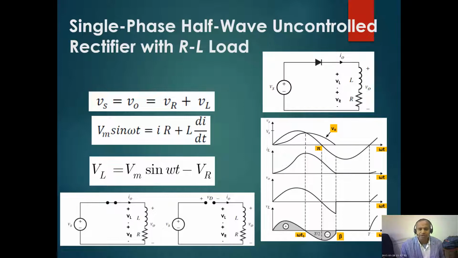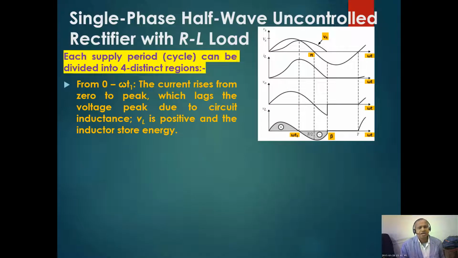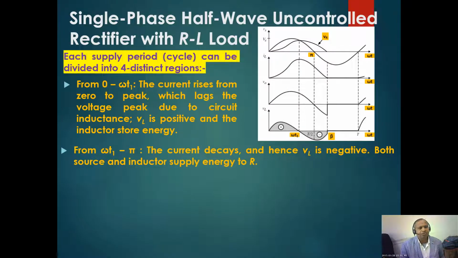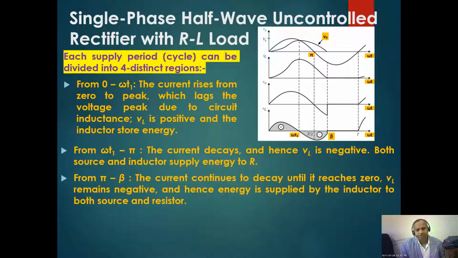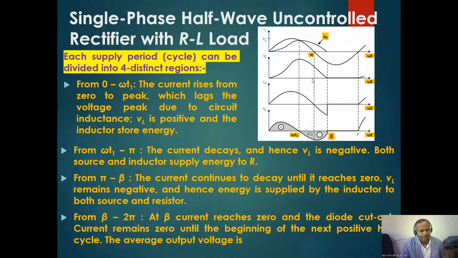Now we will see this beta using the mathematical formulation as well. If you see here, there are 4 distinct regions: 0 to omega t1, omega t1 to pi, pi to beta, and beta to 2 pi. This we have already discussed.